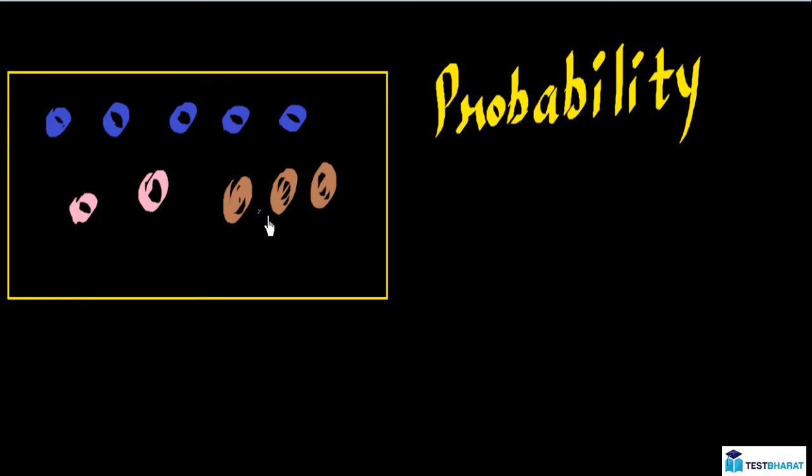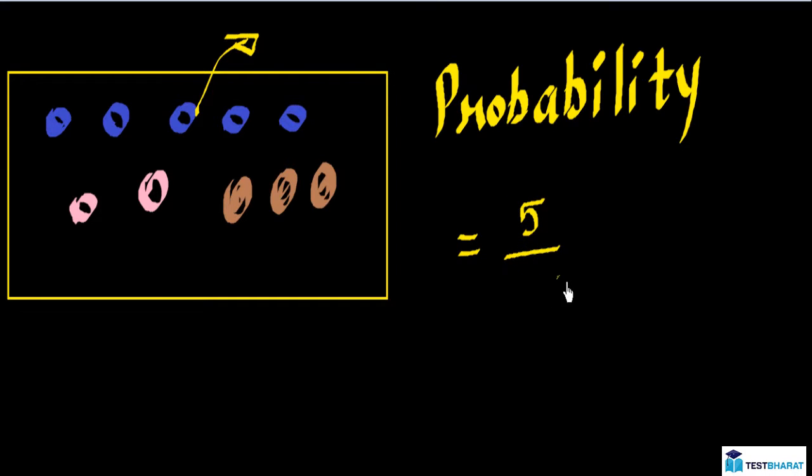If I ask you what is the probability of getting a blue marble, if I draw one marble out of this box, what is the probability that the marble will be blue and not pink or brown? The simple formula of probability is the number of desirable outcomes. The desirable outcome here is a blue marble. So what is the number of blue marbles? The number of blue marbles is 5.